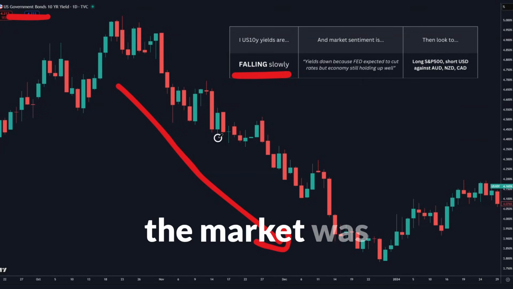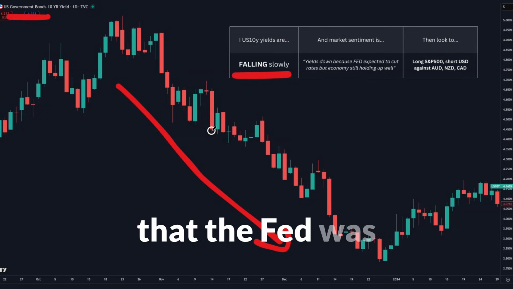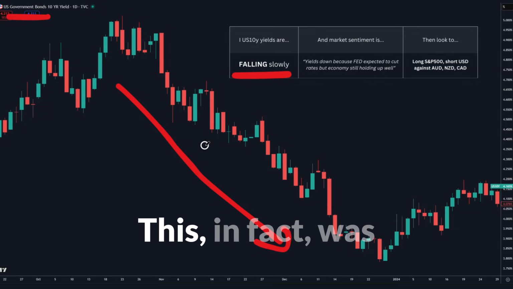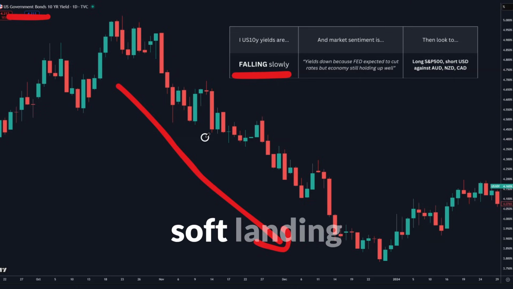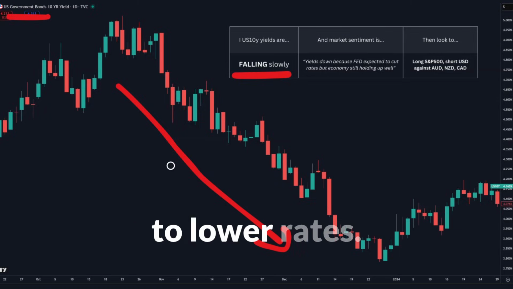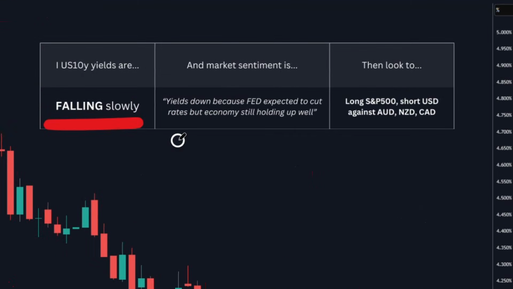This was when the market was starting to realize that the Fed was done hiking rates. The economy was still doing pretty well. This, in fact, was where the term soft landing started to get pretty popular. The Federal Reserve was getting inflation under control and getting ready to lower rates. What do you do here? You long risk assets such as equities and you short the dollar against the high beta currencies.